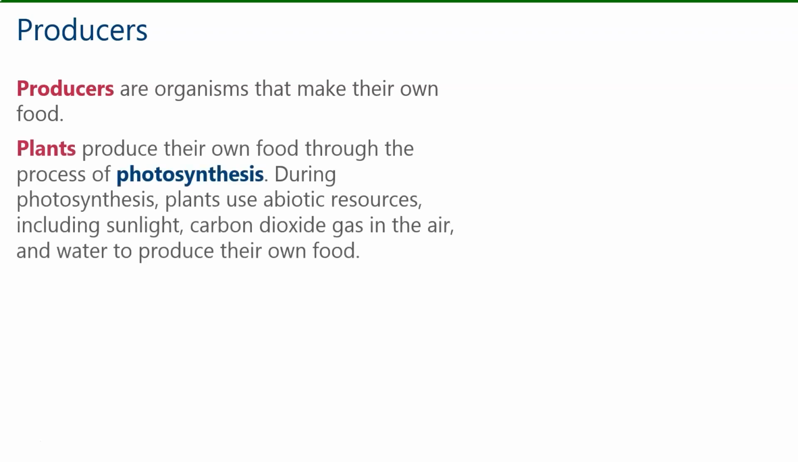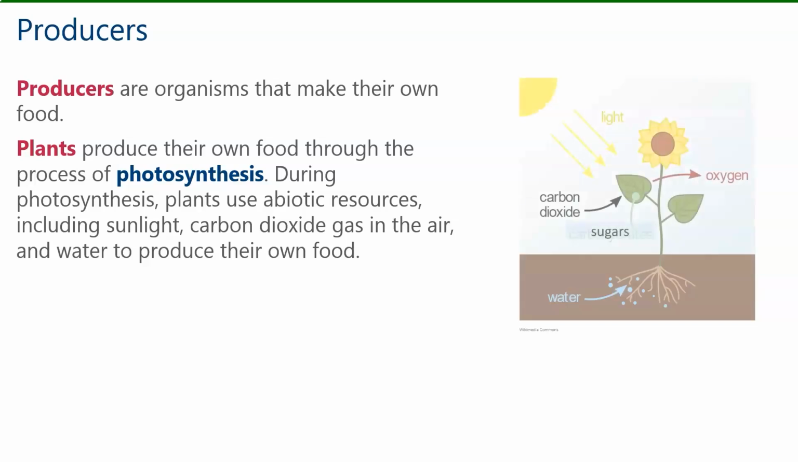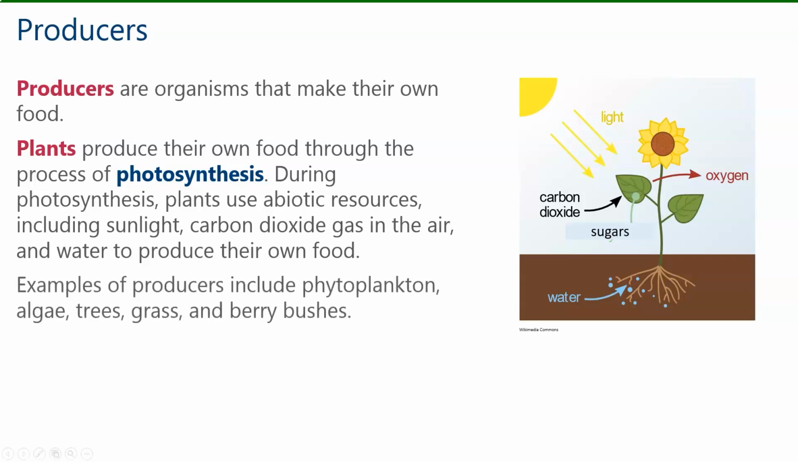Producers are organisms that make their own food. Plants produce their own food through the process of photosynthesis. During photosynthesis, plants use abiotic resources, including sunlight, carbon dioxide gas in the air, and water to produce their own food. Examples of producers include phytoplankton, algae, trees, grass, and berry bushes.